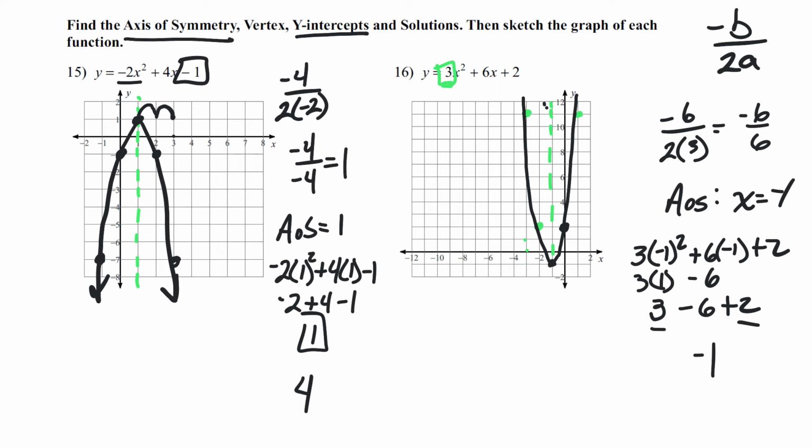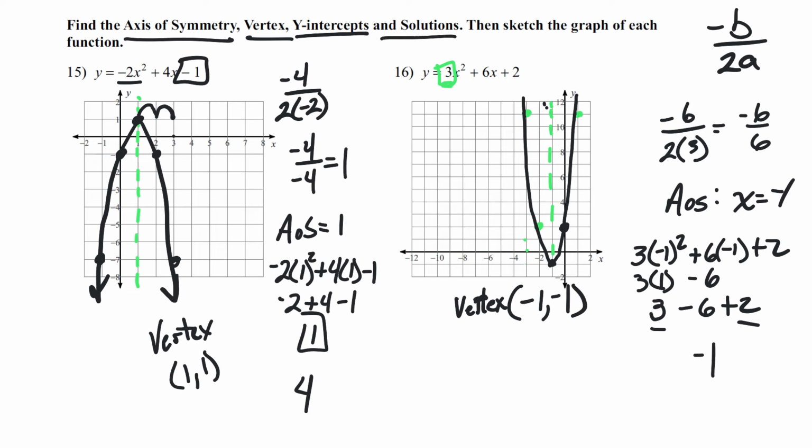We named our axis of symmetry. We named our vertex. Actually, we didn't name our vertex. We found it, but we didn't name it. Our vertex is there. And the vertex over here was at 1, 1. And then we sketched the graph. And our solutions would be where it crosses the x-axis.